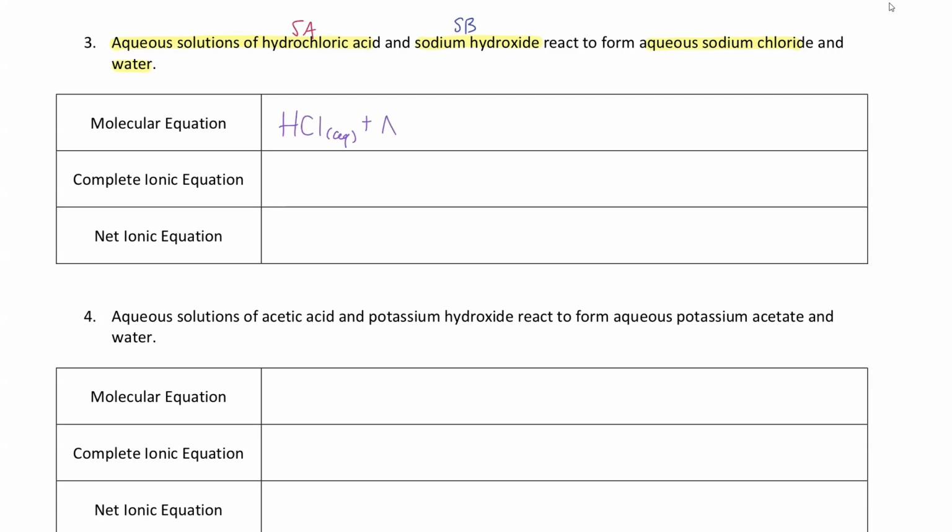HCl and the NaOH will be aqueous. We're going to get aqueous sodium chloride. And then water. What's the physical state of water going to be? Liquid. Water is not aqueous. It's what makes things aqueous. And if we're dealing with aqueous solutions, we're going to wind up with liquid water.